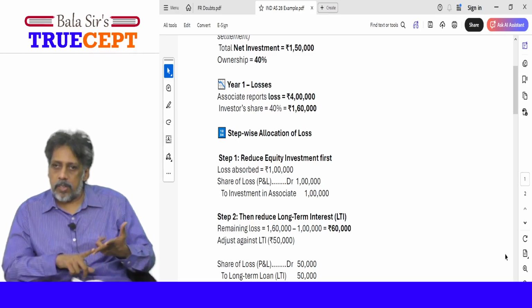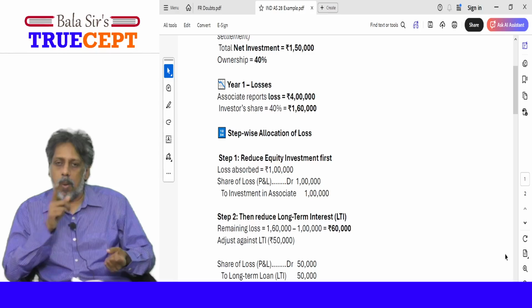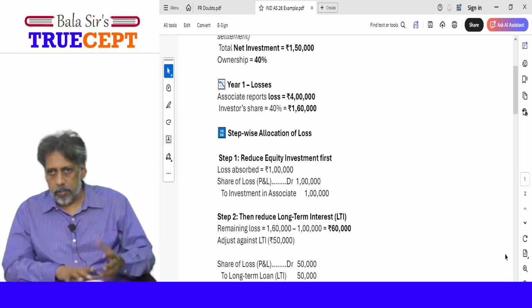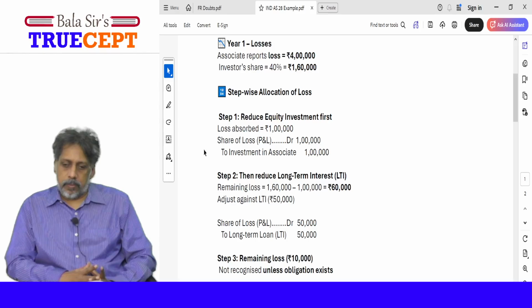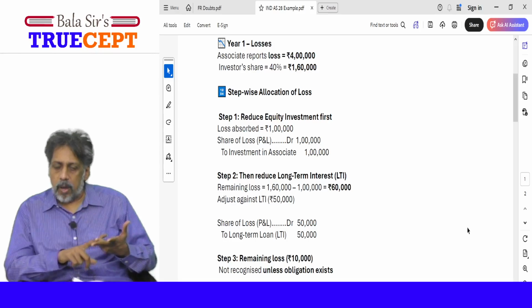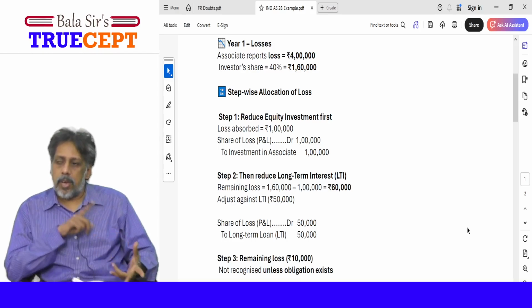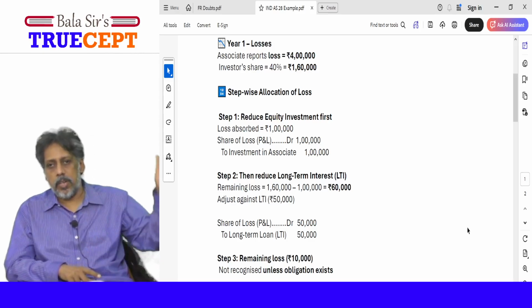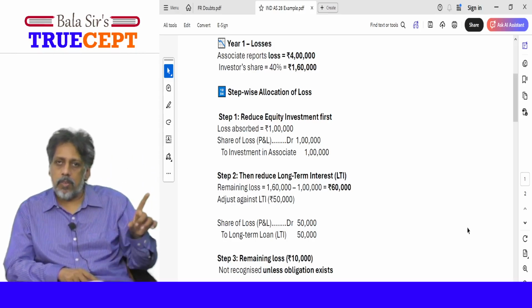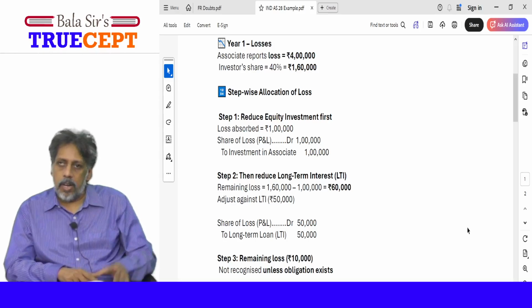But how much investment do you have in the associate? You invested rupees 1 lakh in my equity shares, and you have also given a loan of 50,000 to me, right? Step 1, reduce equity investment first. Therefore, the loss absorbed will be 1 lakh. Share of loss P&L debit 1 lakh to investment in associate 1 lakh. The total loss is 1,60,000, your share of 40% of 4 lakh. But you cannot reduce all the 1,60,000 from your investment in equity shares in my company, because the investment is only 1 lakh. Therefore, you reduce it to 0.